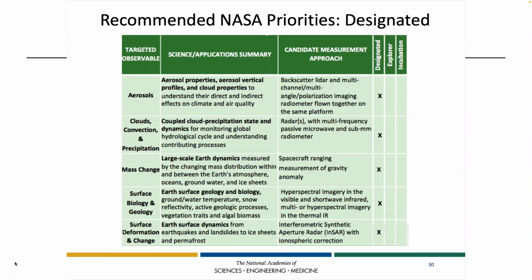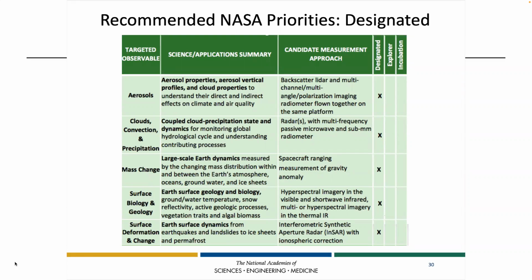Surface biology and geology, that's the big albedo one, right? That's the hyperspectral imagery. So rather than just measuring red, green, blue, or maybe you have 10 channels, now you've got hundreds, right? So hundreds of values of reflectance across the optical and thermal spectrum where we're making measurements for each pixel on the ground. That's going to tell us a lot about the snow surface energy balance.